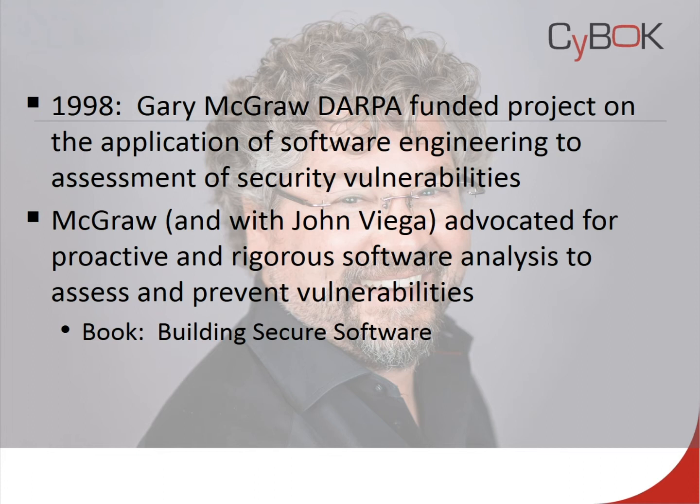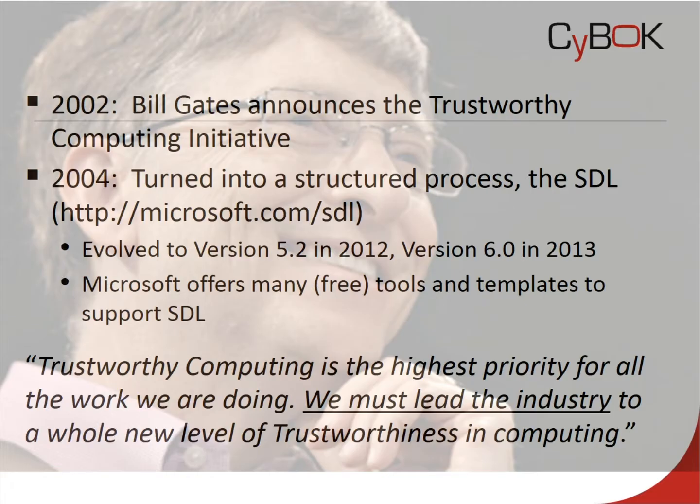And Gary, with a colleague, John Viega, advocated for proactive and rigorous software analysis to assess and prevent vulnerabilities. And they went on to publish the first book, Building Secure Software, in 2002, or I think it was 2002, where really it was the beginning of bringing software engineering into security.